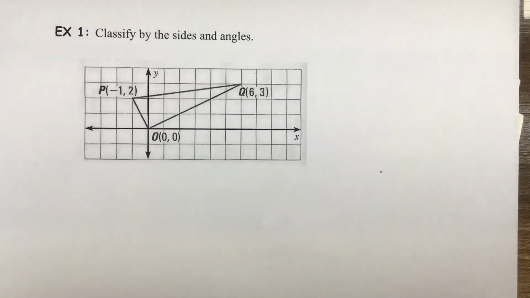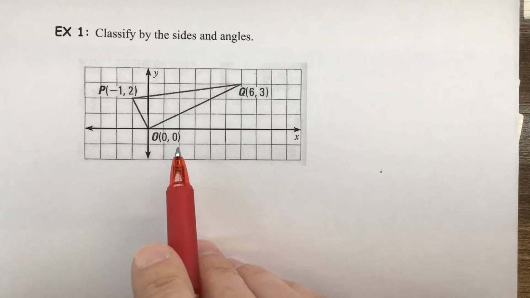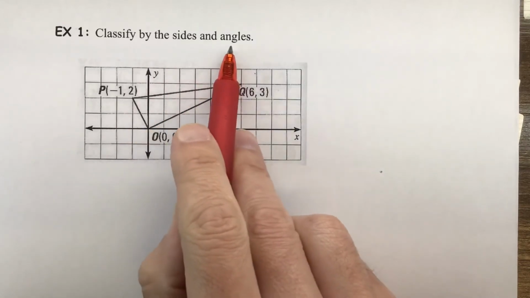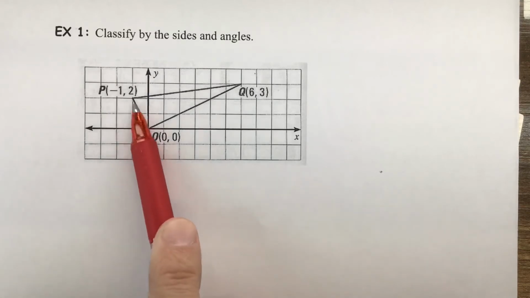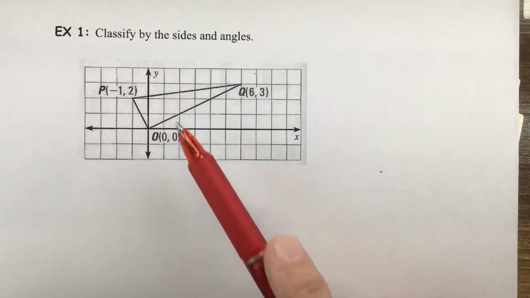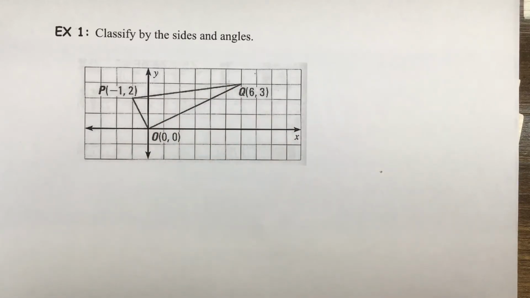For example 1, we have been provided a triangle that has been plotted in our coordinate system, and we're asked to do two things here, which is to classify by the sides and classify by the angles. All right, classification by sides. What we're looking for is whether or not we have any congruent sides. Now, clearly we have one side that is shorter than the others, which means that we do not have an equilateral triangle.